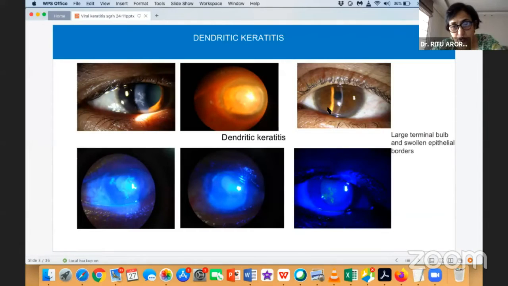And this is how the lesion heals properly. And this picture is in between. How do we know when the dendrite is healing? You can see that the extent of the dendrite tends to diminish over a period of time.